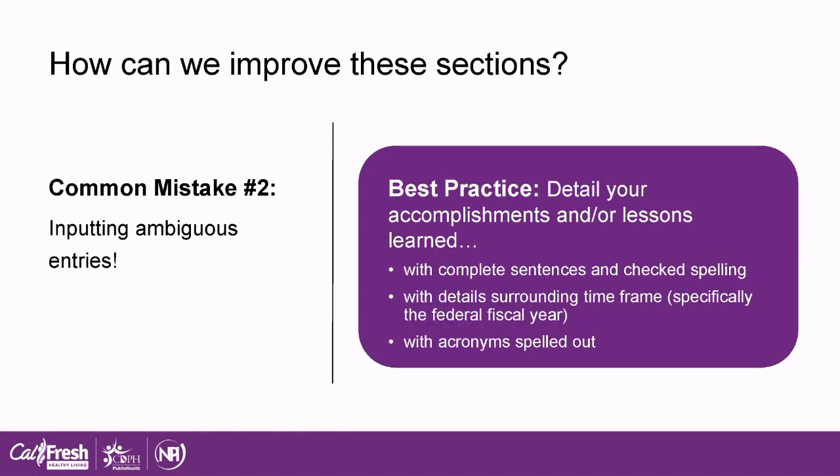The second thing we'd like to flag is ambiguous entries. When inputting entries in PEARS, we're looking for you to provide enough detail that someone unfamiliar with the work you are doing could understand that entry. Consider a few questions before you wrap up these entries. Is your entry written in complete sentences with checked spelling? Have you provided details surrounding the time frame you're referencing, specifically what fiscal year you're referring to? This in particular helps us catch if an entry might have been accidentally copied from one year to another and not appropriately edited. And then finally, do you spell out any acronyms that may not be familiar to other SNAP-Ed professionals?